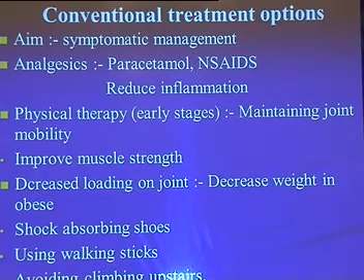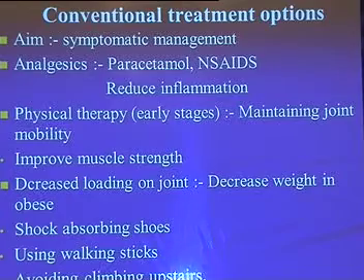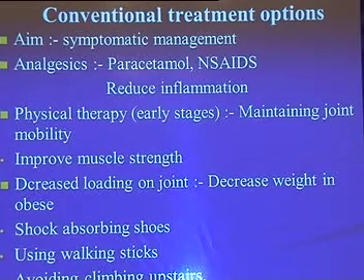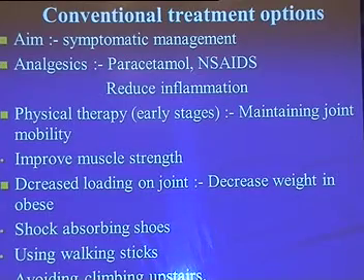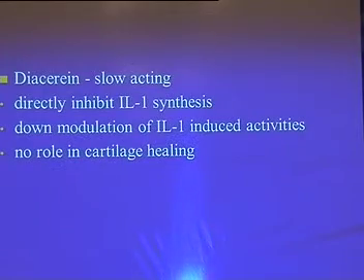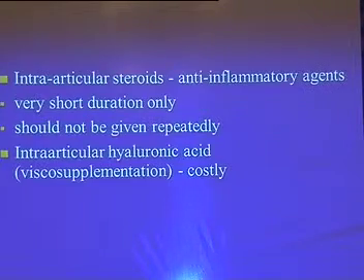These are the conventional treatments: analgesics, physical therapy to improve muscle strength, maintain joint mobility and decrease loading on joints, shock absorbing shoes, using walking sticks, avoiding climbing upstairs, and some chondroitin sulfate and glucosamine orally is also used. Diacerein is slowly acting, and it directly inhibits interleukin-1 synthesis, but it has no role in cartilage healing.